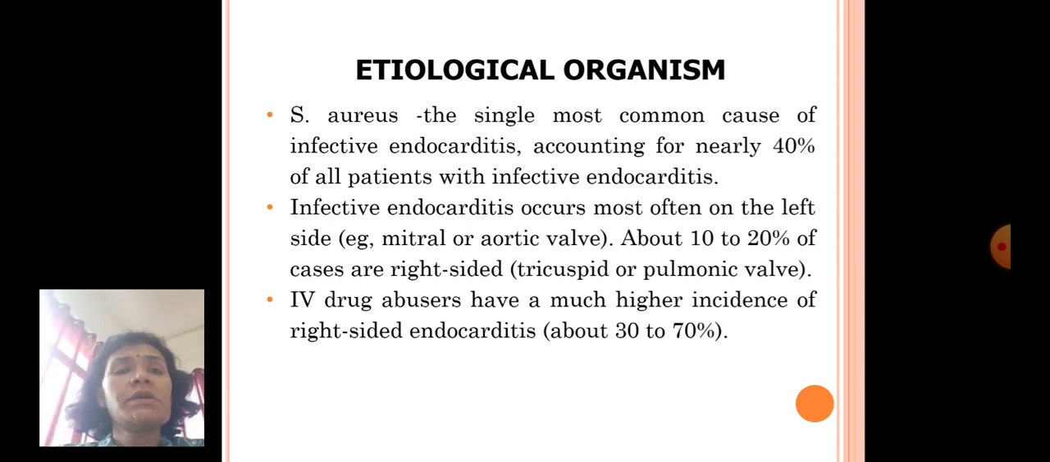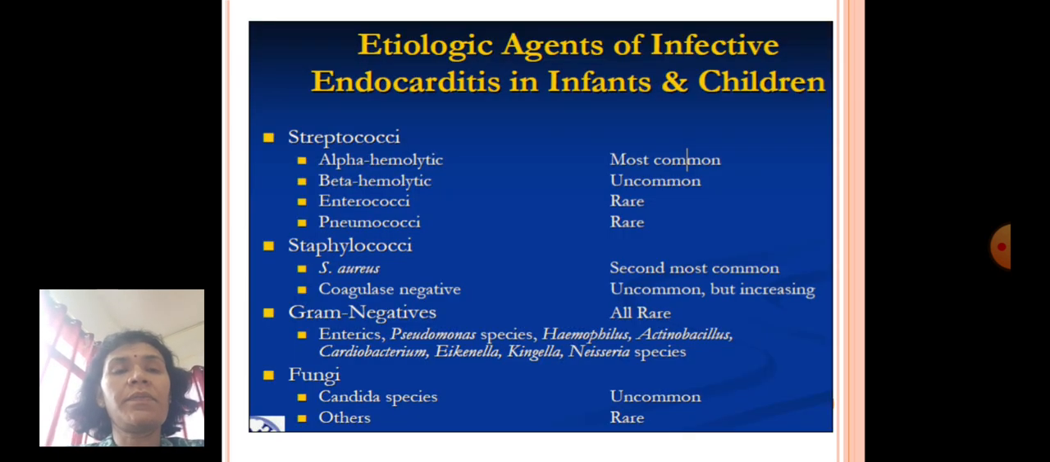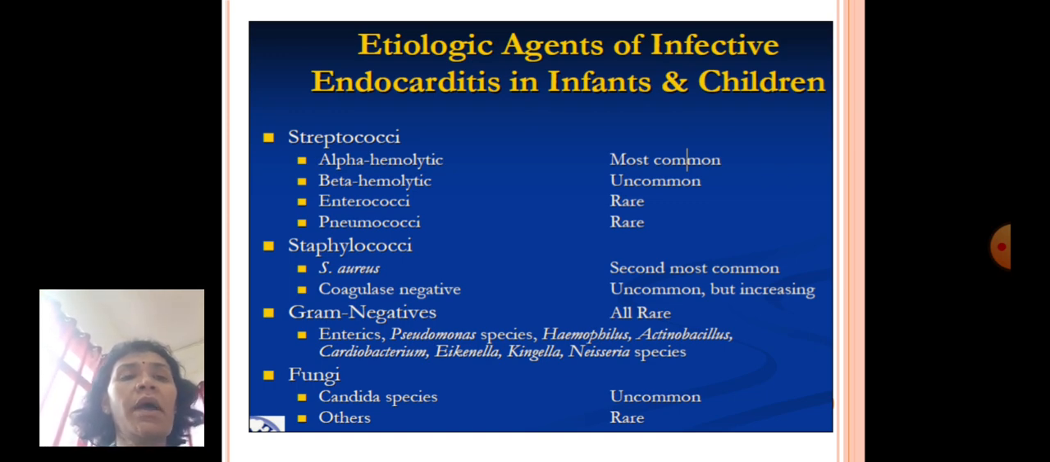IV drug abusers have a much higher incidence of right-sided endocarditis. Around 30 to 70% of these patients have endocarditis involving the right chamber of the heart. Etiologic agents in infants and children: here the most common are alpha hemolytic streptococci and staphylococci, and second most common is Staphylococcus aureus, while in adults we have seen that Staph aureus was the most common.